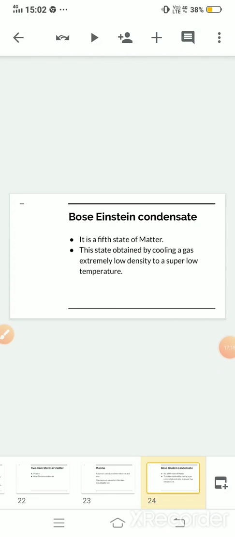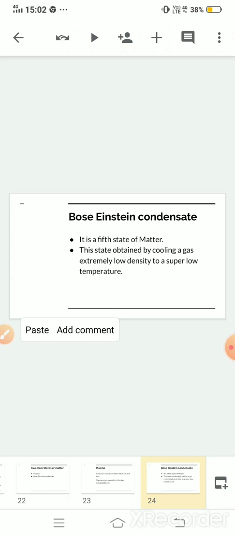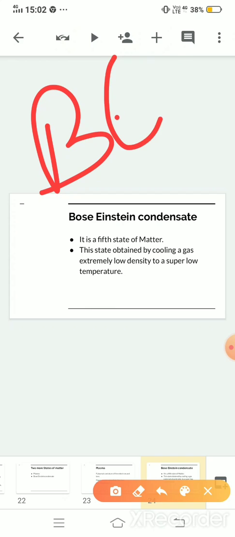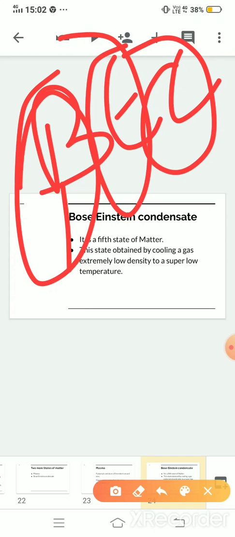Clear? Now, what happened? In 1920, an Indian scientist, Satyendranath Bose, did some calculations for the fifth state of matter. On the basis of these calculations, Albert Einstein predicted the existence of a new state of matter, and that matter is called Bose-Einstein condensate. In short form, you can write BEC. B stands for Bose, E stands for Einstein, and C stands for condensate. Now, the fifth state of matter called BEC was finally achieved by scientists.